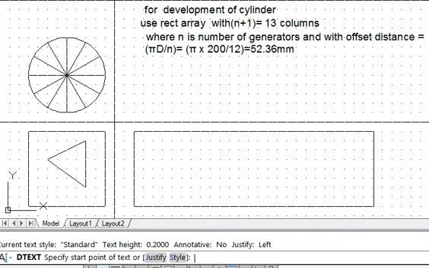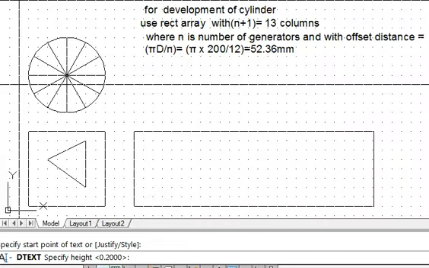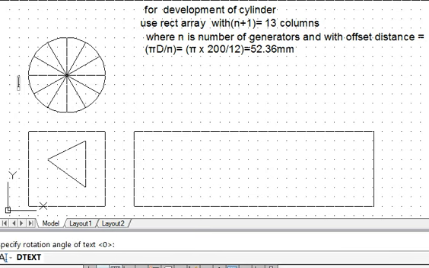I can label them. Let me label them from 1 to 12. So here is the starting point. So this is point 1, 2, 3, then I have the point 4, point 5, 6, 7, 8, then 9, 10, then 11, and finally 12.